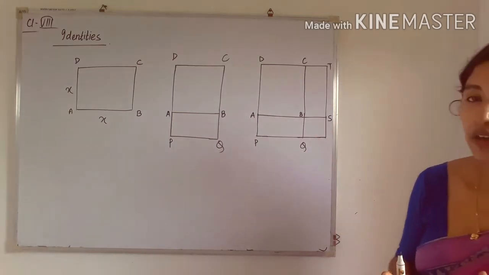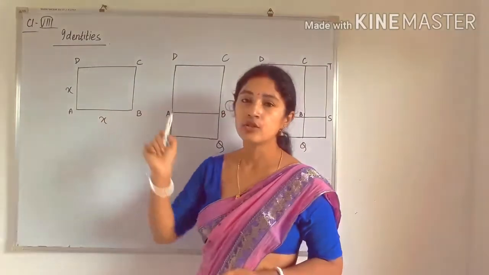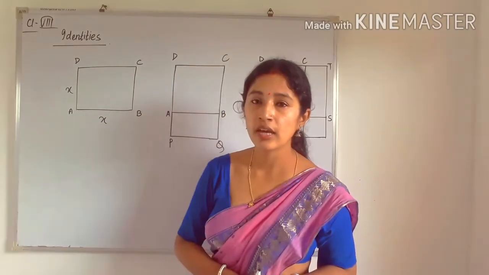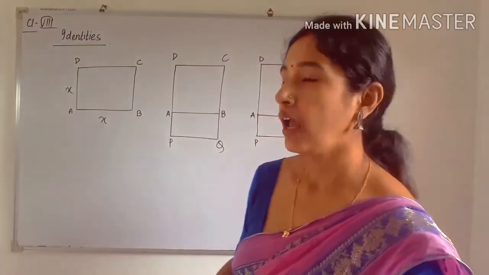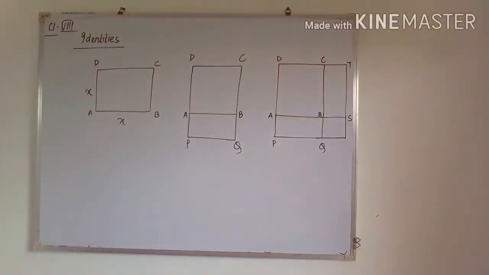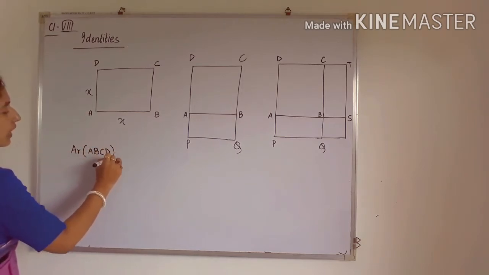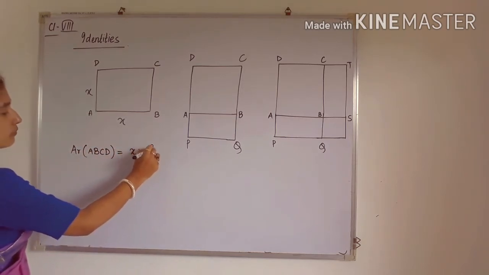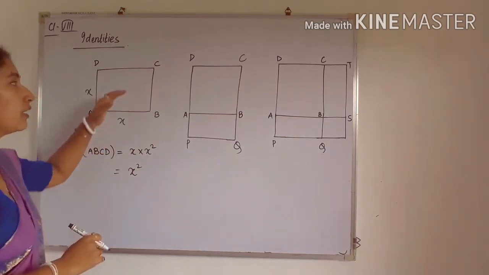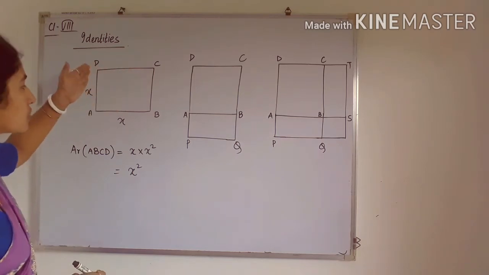So what we have learnt in geometry, see, this is a square ABCD. You know that in a square all sides are the same. So therefore the area of a square will be what? Side into side. And here I have taken the side as x. So see, what will be the area of this square? Yes, area of ABCD will be x into x, that means x square.